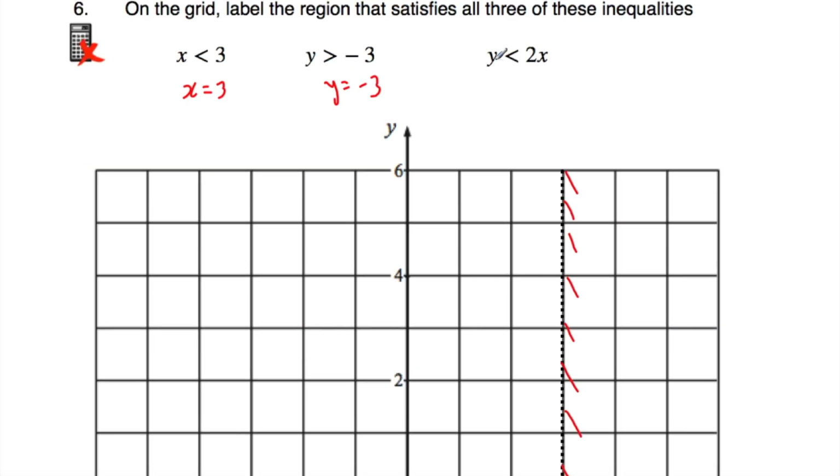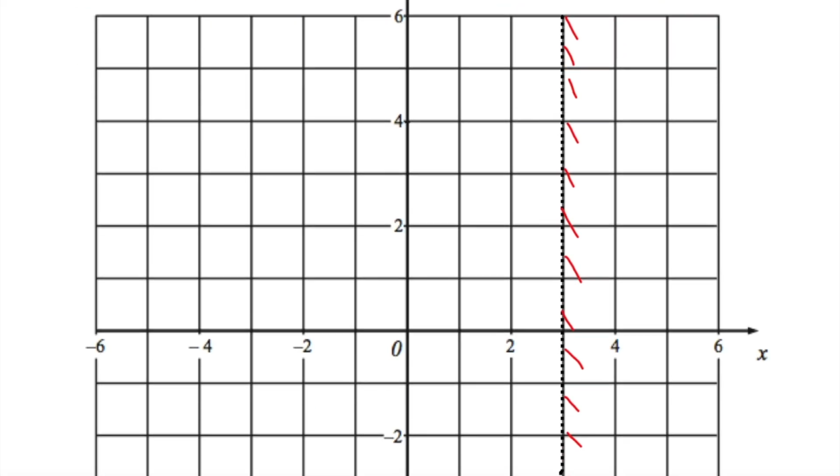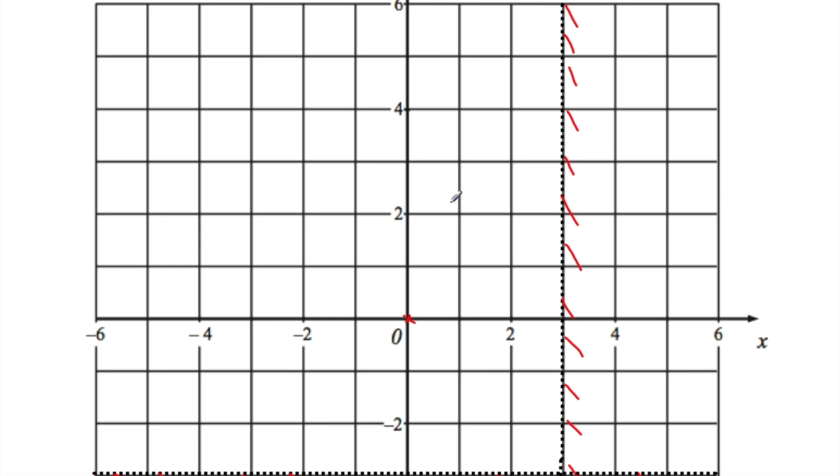Okay, and then our last inequality is y is less than 2x. So let's draw the line y equals 2x to begin with. So an xy table, x and y, and we'll choose 0, 1, 2. And y is equal to 2 times x. So let's multiply all of these by 2. 2 times 0 is 0, 2 times 1 is 2, and 2 times 2 is 4. So they're the points 0, 0, 1, 2, and 2, 4. So let's plot them. So those points are on the line y equals 2x.